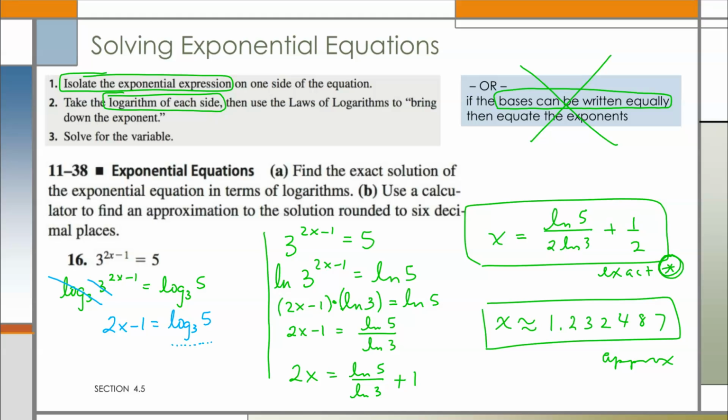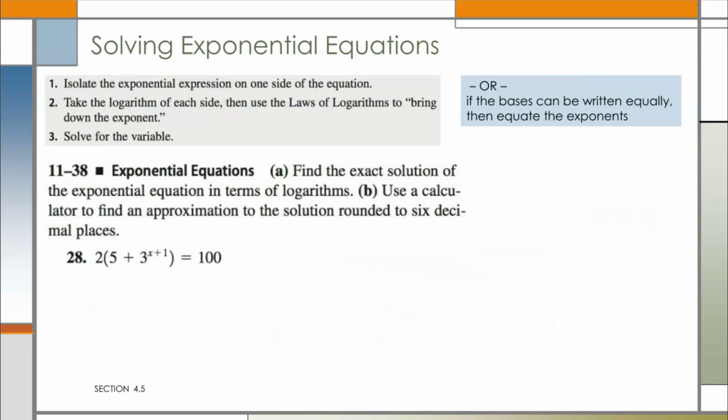Okay, isolate the exponential, take a logarithm of each side, and then solve for our variable. If this were a test question, we would want to check our answer, but I'm pretty sure that we followed the steps that we needed. Okay, let's look at our next problem.